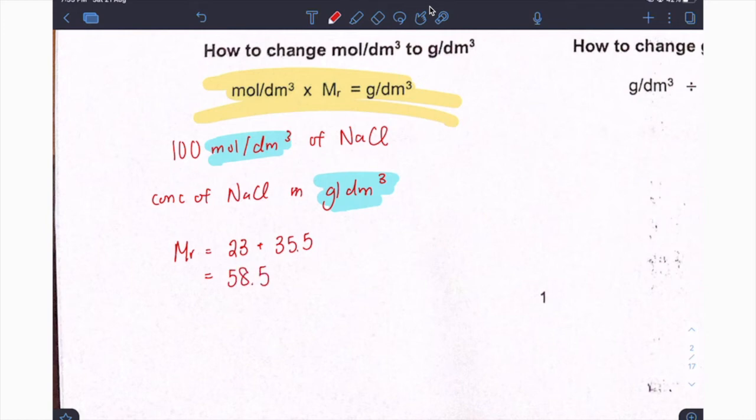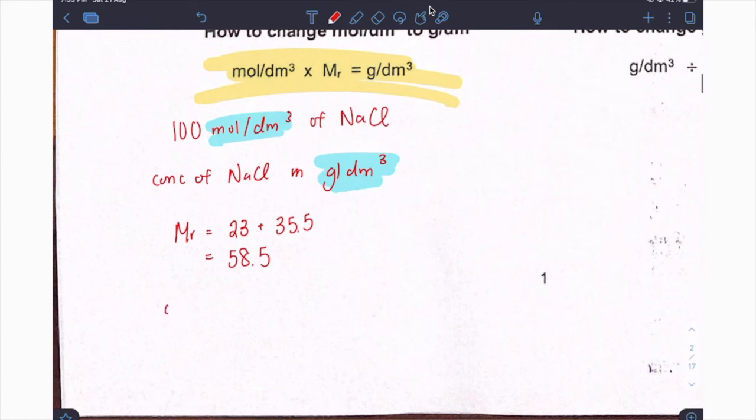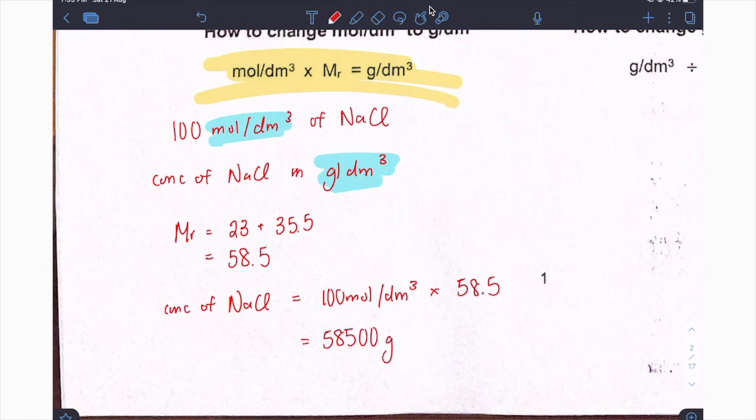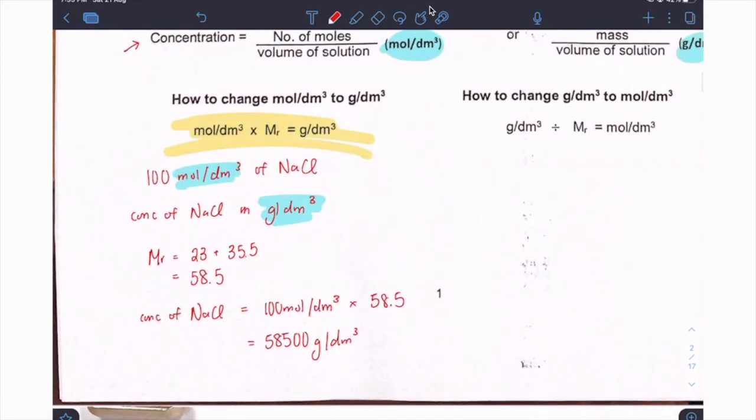Coming back to this question, what is the concentration of sodium chloride? All I have to do is take 100 mole per dm cube, multiply by the Mr, which is 58.5, and we get the answer in gram per dm cube. In reverse, I can give you concentration in gram per dm cube and ask you to give me the concentration in mole per dm cube, and all you have to do is divide that number by Mr.